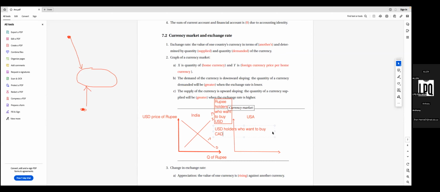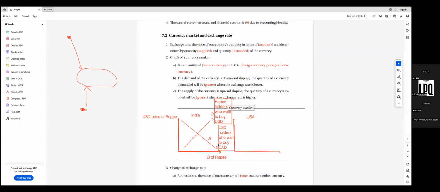Yeah, this is the demand side in this market. We use the demand curve to represent this group of people. And now you can understand why the supply curve is positively sloping. If the USD price of rupee increases, that means you can use the same amount of rupee but convert more, buy more, exchange more USD. In that case, you want to supply more. So it's a positive relationship, an upward sloping supply curve.